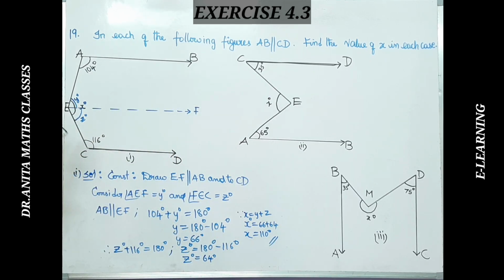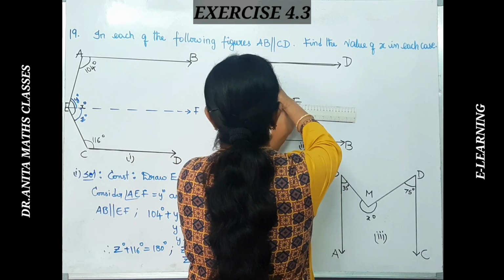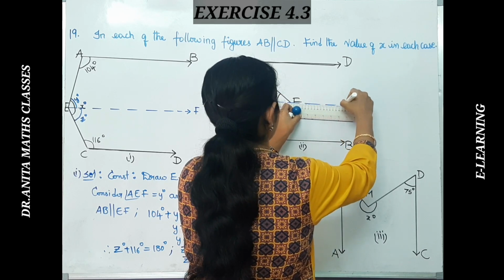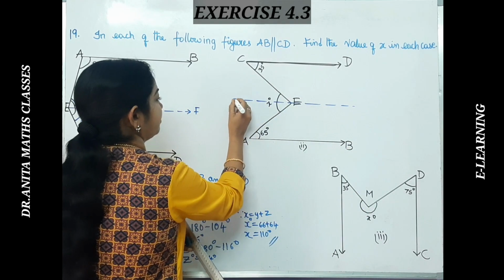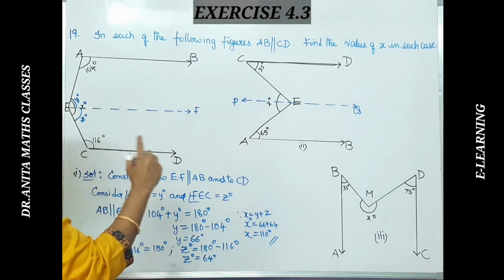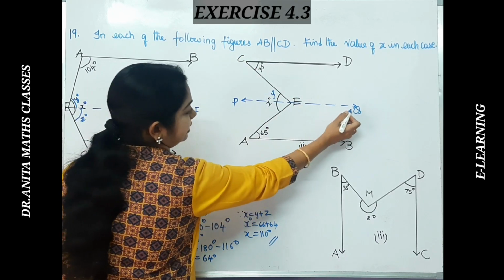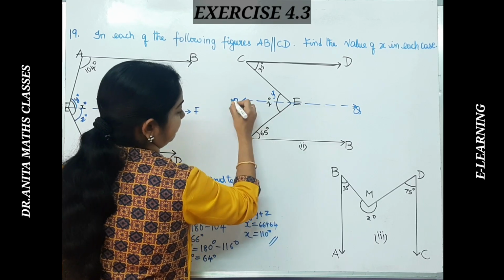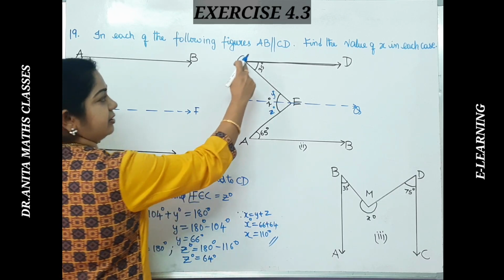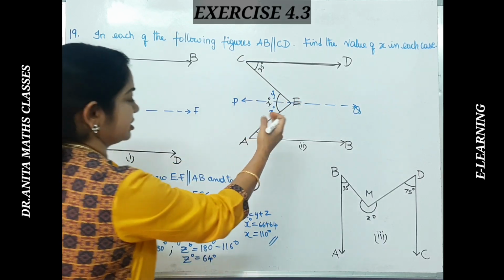Okay. Now moving on to the second diagram. We will do the same thing. We will draw a line which is parallel to AB and parallel to CD. Let this line be PQ. And I will suppose angle CEP as Y and angle PE as Z. Okay. So here CD is parallel to PQ, and here I'll write the solution on this side.